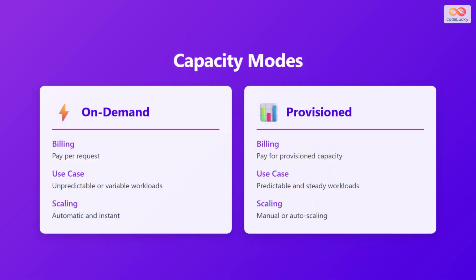DynamoDB offers 2 capacity modes for billing and scaling. On-demand mode charges you per request, making it ideal for unpredictable or variable workloads. Scaling is automatic and instant, so you don't need to manage capacity. Provisioned mode requires you to specify and pay for read and write capacity units in advance. This mode is best for predictable and steady workloads where you can forecast traffic patterns. With provisioned mode, you can manually adjust capacity or enable auto-scaling to handle traffic variations.